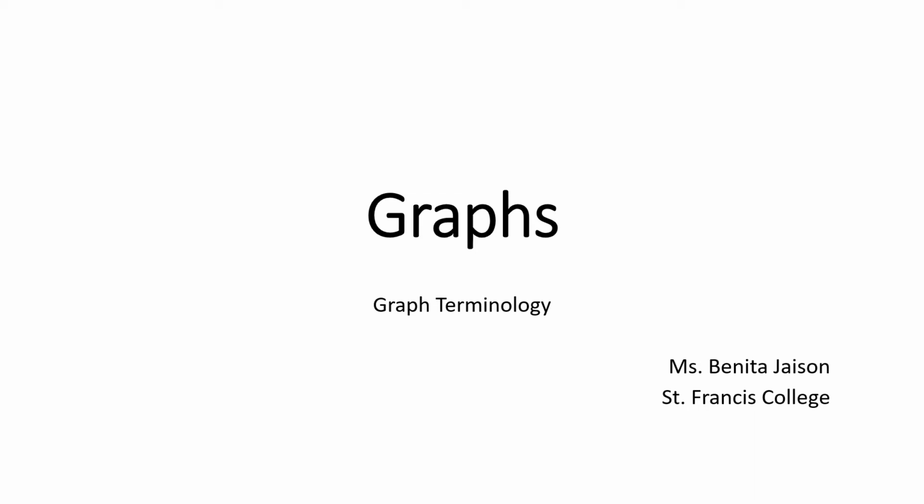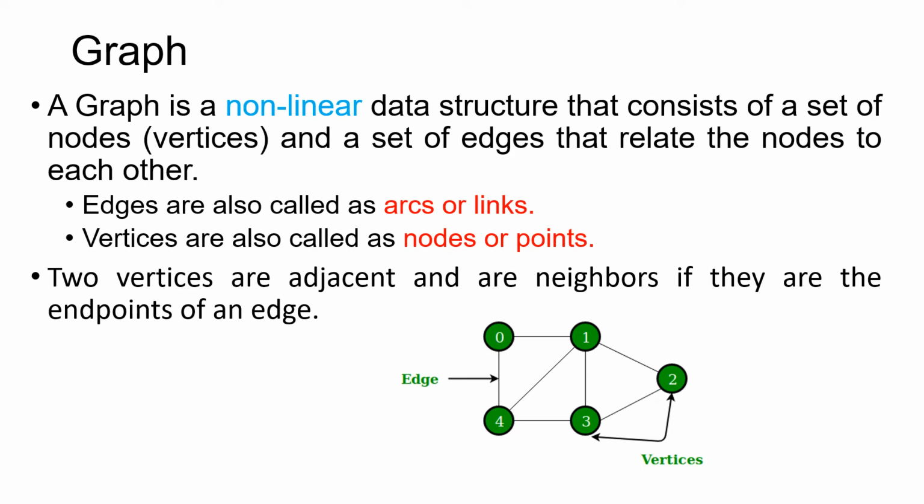Today's topic is graphs. Before moving into various operations using graph, we will first see some basic graph terminologies. A graph is a nonlinear data structure that consists of a set of nodes and set of edges. These edges relate the vertices to each other. Edges are also called arcs or links. Vertices can also be referred to as nodes or points.